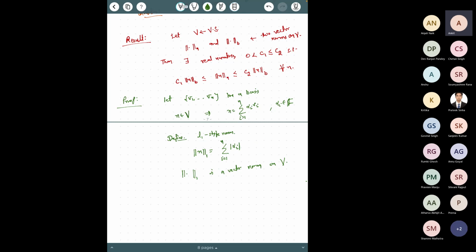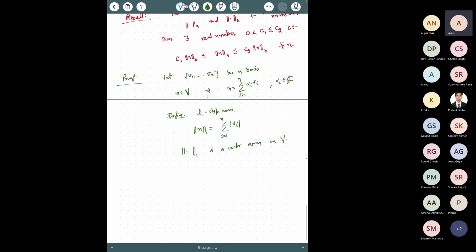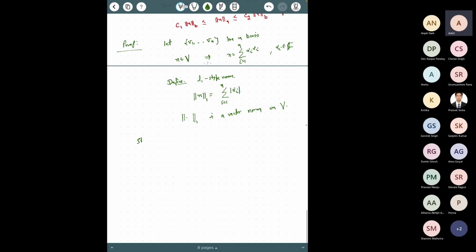Now I will prove the result that any two norms are equivalent in 4 steps. Instead of taking A and B, I will show that any norm, whether the A norm or the B norm, whatever norm I take, is equivalent to this one norm. I'll complete this proof in 4 steps, and each of these steps is very easy to understand, in fact very straightforward.